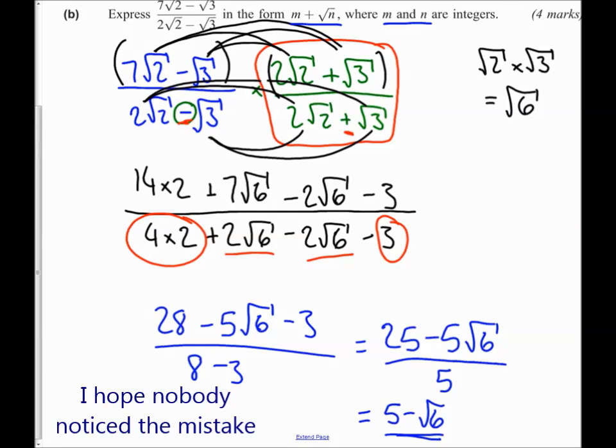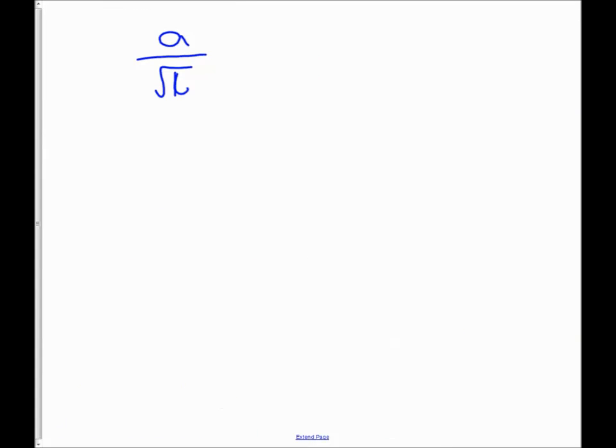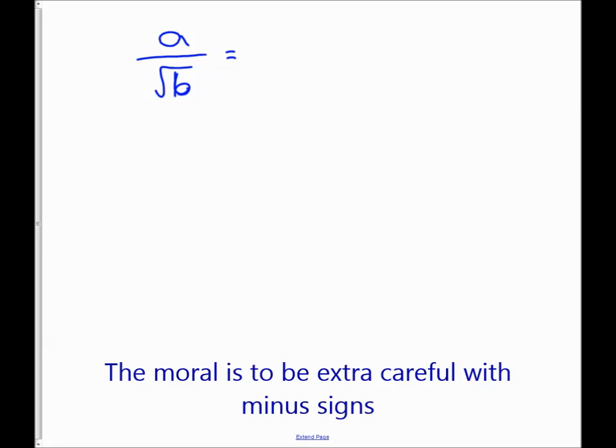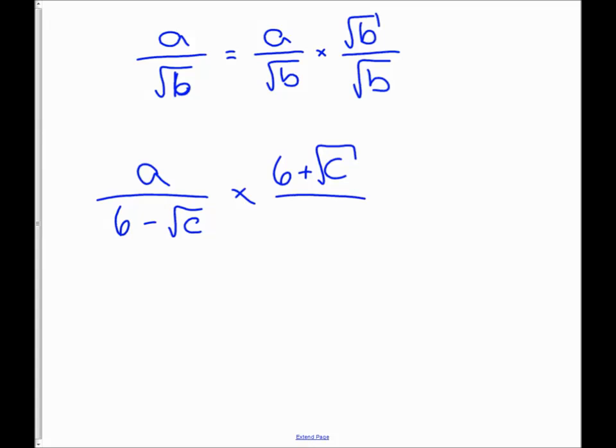So to recap, if you had a over root b, I would rationalize the denominator of that by saying it's a over root b times root b over root b. But if you had a plus or a minus on the denominator, so if you had, say, 6 minus root c, I would multiply top and bottom of that by the same expression with the sign changed. It doesn't matter whether the square root's at the start or the end or in both bits, you're going to change the sign in the middle. And it will give you something like the difference of two squares where your middle terms will cancel.